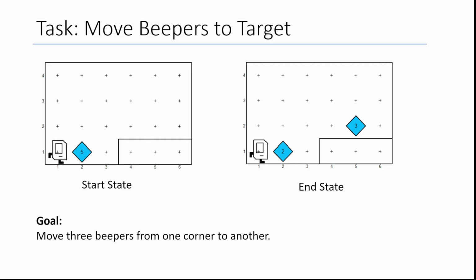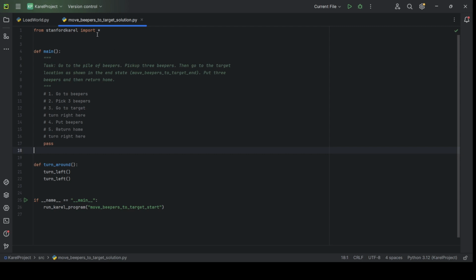In this task, we are given a world state having some beepers which Karel has to move to a target location. The program will launch with the start state shown here. You have to write a program to command Karel to move 3 of the beepers to achieve the end state. For this task, I have created a Python file, move beepers to target solution, and added the initial code. We are importing the library, writing the main function, and we have the turnaround function from the previous code. Here we are loading a different world called move beepers to target start.